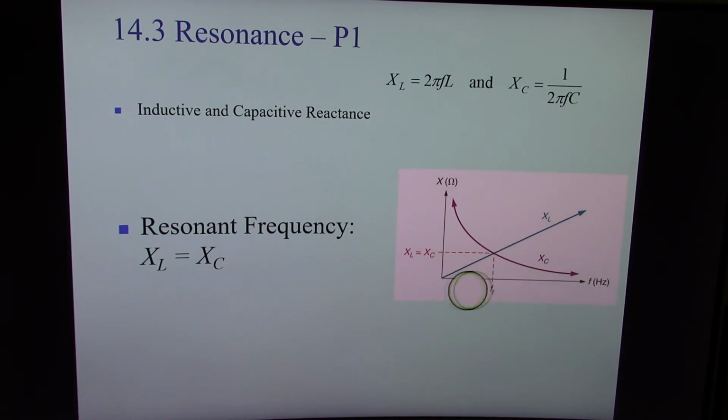X of C decreases as you increase the frequency, and you can see that from the curve, right? If you decrease the frequency, X of C goes up, but X of L goes down. You can see that from these two curves. So this is the crossing point of the two, and that's called the resonance frequency, F of R.